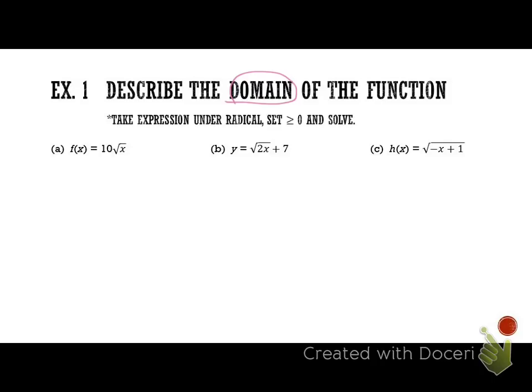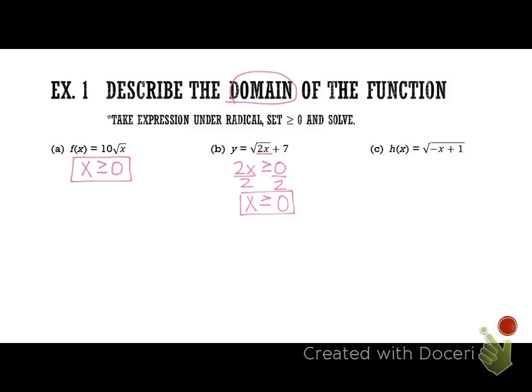You take the expression under the radical, and you set it greater than or equal to 0, and then you solve. So we look at letter A, and underneath the radical, we have an x. We set it greater than or equal to 0, and we solve, but x is already isolated, so this is our answer. The domain of this function is all the values greater than or equal to 0. If we move on to letter B, remember we're just taking the piece under the radical, so we're going to take 2x and we're going to set it greater than or equal to 0. And of course, to get x by itself, we're going to divide both sides by 2. So x is greater than or equal to 0.